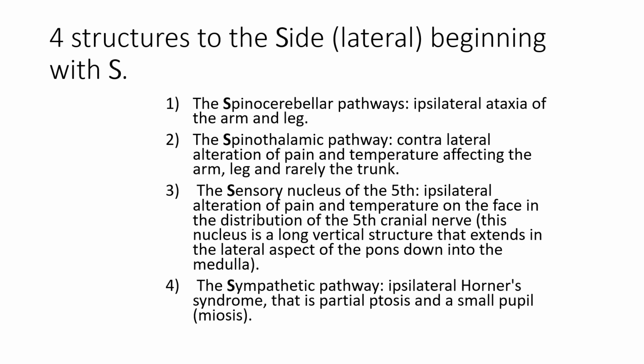Spinothalamic, we're going to see contralateral alteration of pain and temperature affecting the arm, leg, and rarely the trunk. Sensory nucleus of trigeminal, we're going to see same side alterations of pain and temperature. Okay, spinothalamic and sensory of 5. So remember, trigeminal is really similar to spinothalamic, but for the face. Sympathetics, we're going to see a same side Horner's syndrome. So PAM: ptosis, anhidrosis, and miosis.